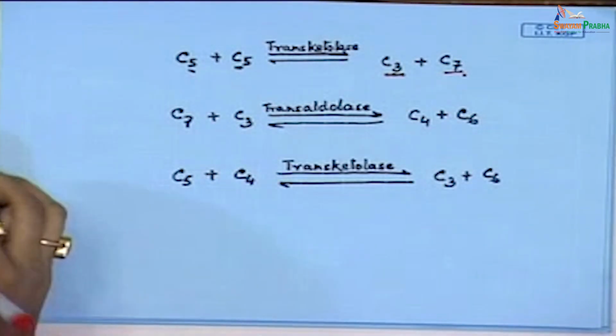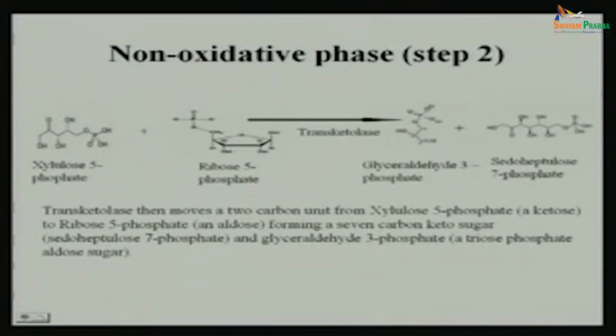This enzyme, transketolase, moves a 2-carbon unit from xylulose 5-phosphate, a ketose, to ribose 5-phosphate. When 2 carbons come from this sugar to this one, it becomes a 7-carbon sugar, sedoheptulose 7-phosphate, and one glyceraldehyde 3-phosphate, that is the 3-carbon sugar.